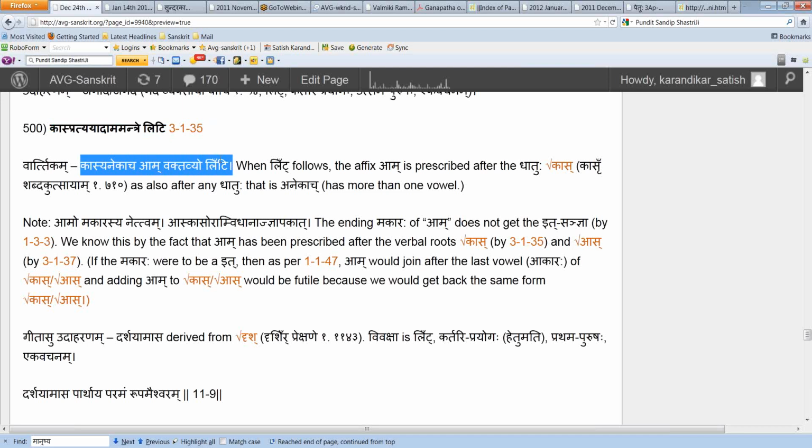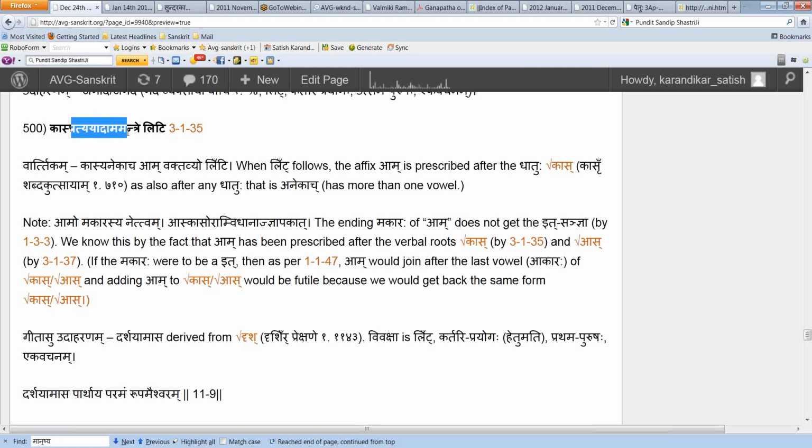So one more time, the sutram was saying that if you have dhatu kas, which is a single dhatu, kasru in the sense to cough, vadikanaha, and any derived dhatu, pratyayanta dhatu, sanadyanta dhatavaha, then following such a dhatu, the pratyaya am will come when lit follows. The vartikam extends that. Rather than saying pratyayanta dhatu, it says anekach dhatu. We should include all those pratyayanta dhatu. It also includes some from the dhatu patha which are anekach.